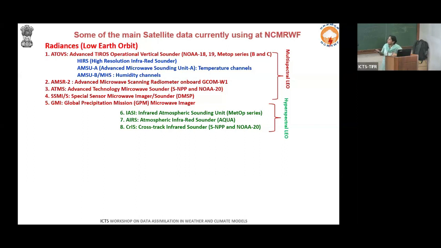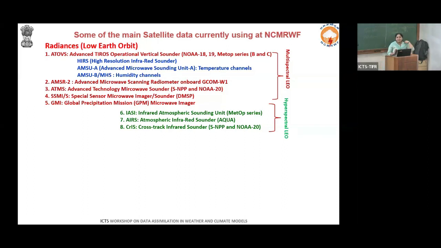which is not operational now. And AIRS is the Atmospheric Infrared Sounder onboard the Aqua satellite, and CrIS is the Cross-track Infrared Sounder onboard SNPP and NOAA 20. So you can see that we have the microwave sounder ATMS onboard SNPP, NOAA 20 and NOAA 21. Similarly, we have the Cross-track Infrared Sounder in the same satellites, SNPP, NOAA 20 and NOAA 21. And if you see, we have the ATOVS in the METOP series of satellites, and we have IASI, the hyperspectral, also in the METOP series of satellites.